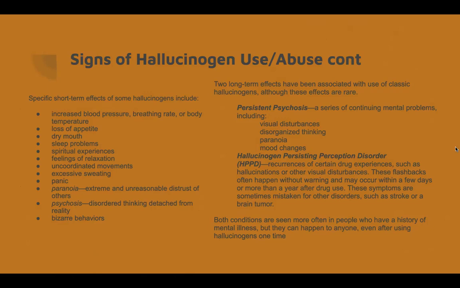There is a possibility that users could experience long-term effects associated with the use of classic hallucinogens, although these side effects are generally rare. Persistent psychosis is a series of continuing mental problems, including visual disturbances, disorganized thinking, paranoia, or mood changes. Hallucinogen persisting perception disorder involves reoccurrences of certain drug experiences, such as hallucinations or other visual disturbances.